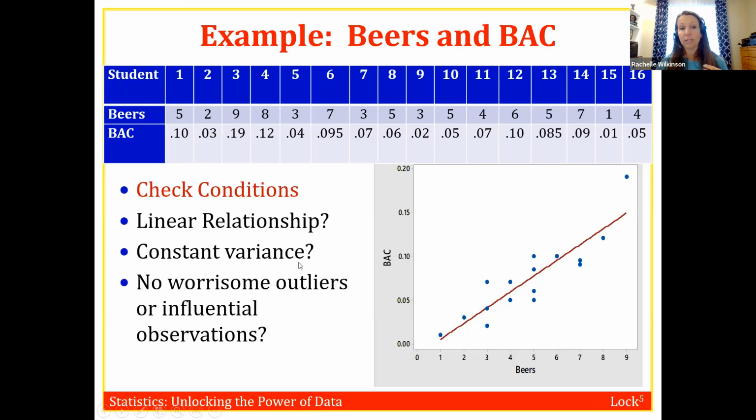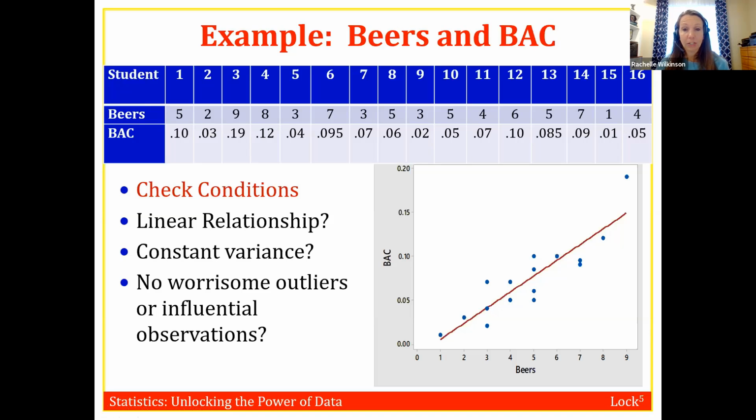So there's no megaphones. And then I always also want to check to see if there are any worrisome outliers or influential observations. Looking here, it doesn't really seem like we have either of those. We have this person over here who looks like they drank 9 beers and they're kind of the only person out there. We only had one person that drank 8 also, but they don't really seem that far away or that far off the path. So I think it's all good.